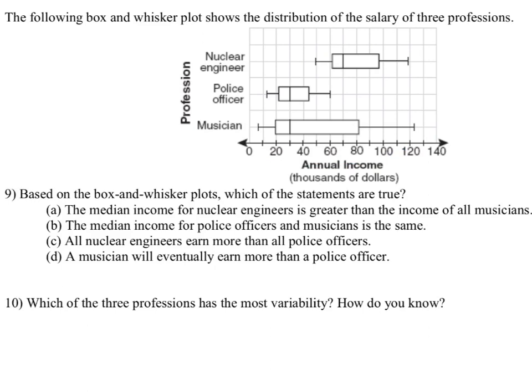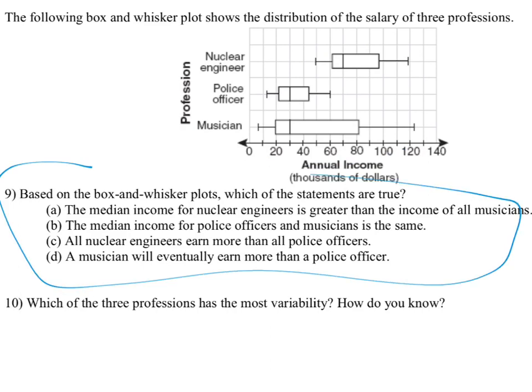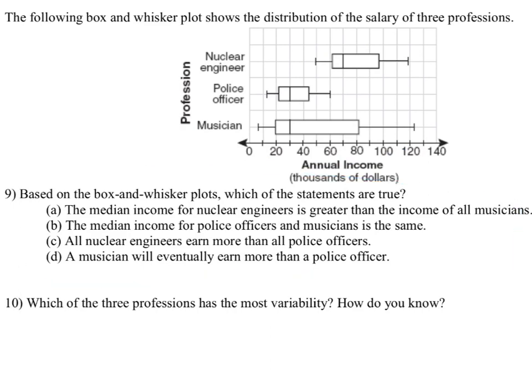But yeah, we're going to go through and answer some questions about it, and then we'll move on to another section. So on 9 here, it gives you 4 statements. You have to figure out if they're true or false. Let's start with A. The median income for nuclear engineers is greater than the income of all musicians. Well, you got to figure out the median income for engineers. That's the line inside your box plot.